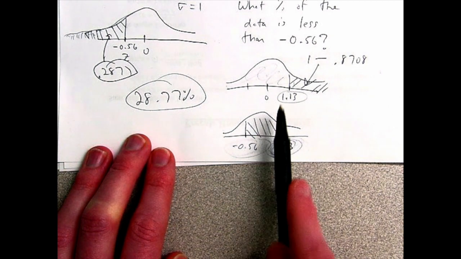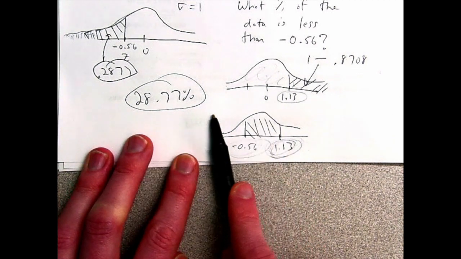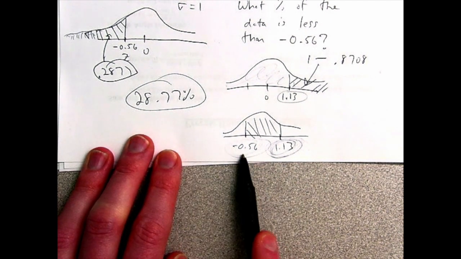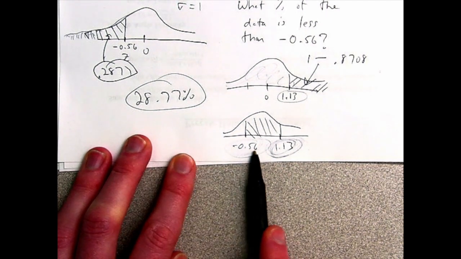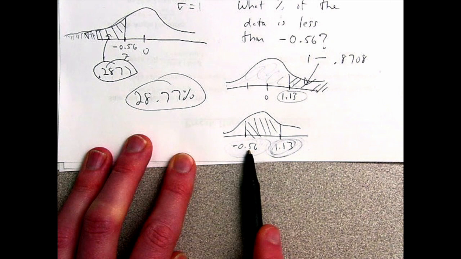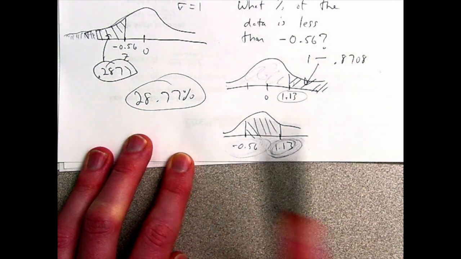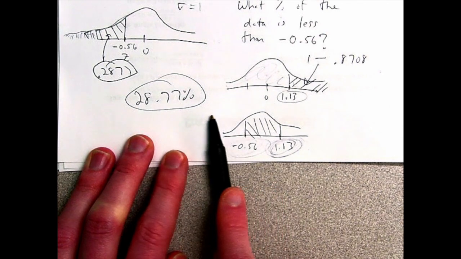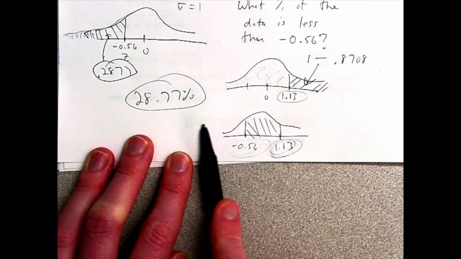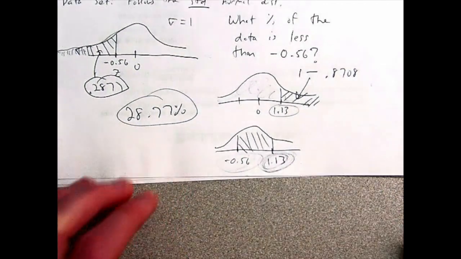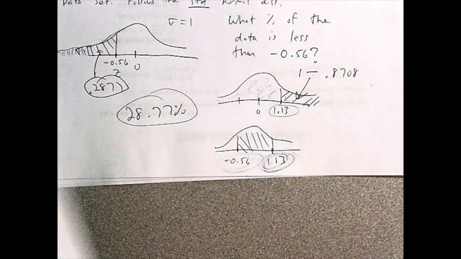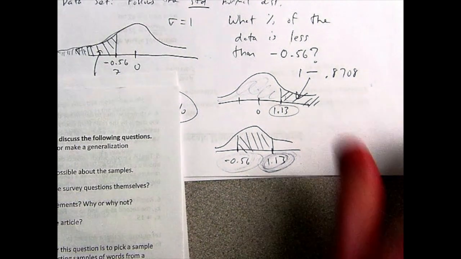So what you do is you take the table value associated with this guy, which is everything to the left of 1.13, and you subtract the table value associated with negative 0.56. That's just the area of this white space. So you take everything here, and then you subtract off the white space here, and you're left with the shaded region here. So hopefully that's kind of familiar to you. It's something you did last year.